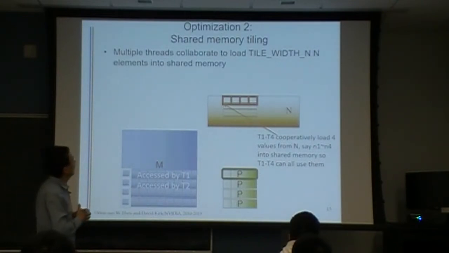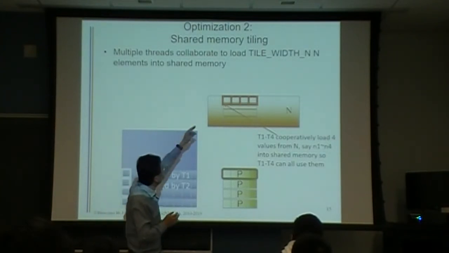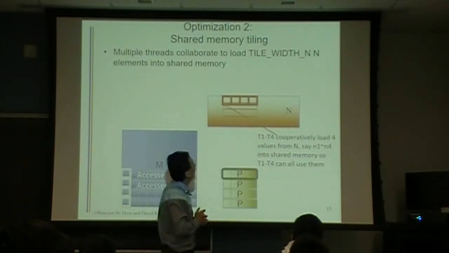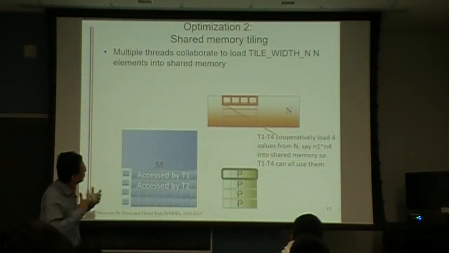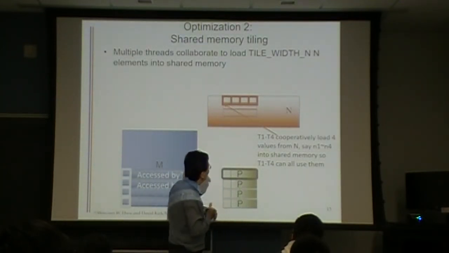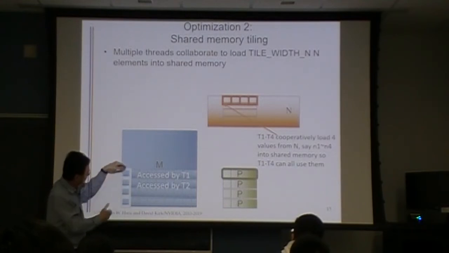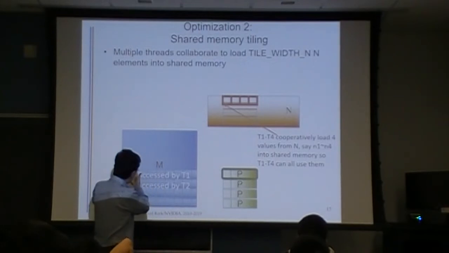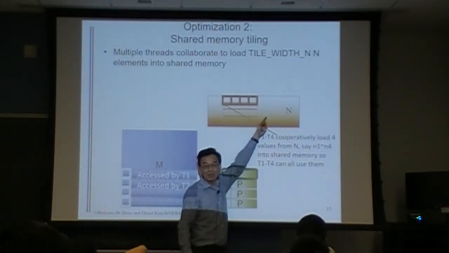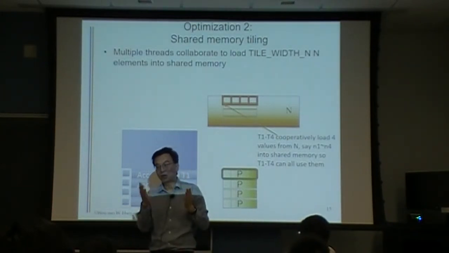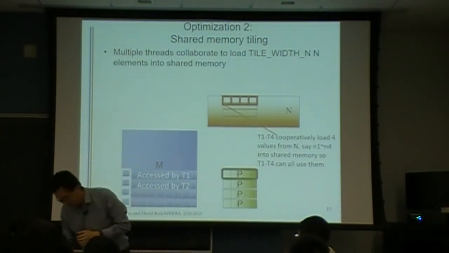And the second one is shared memory tiling. So we have multiple threads collaboratively load this strip into the shared memory. In this case, we only need to load four elements. So if we have four threads here, then it's perfect, right? Four threads here, and then four threads loading one element each, then we're done. So load balance, no divergence, okay, right? That's okay so far.